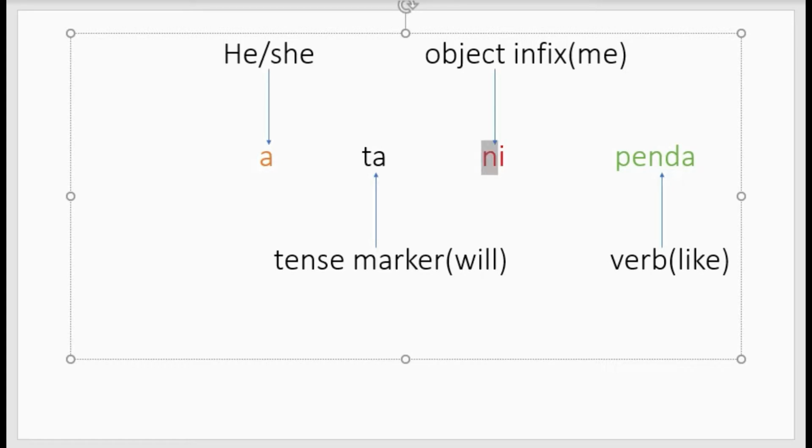Ni is what we learned today. Ni is an object infix, it refers to me. Panda is the main verb, which means like or love.